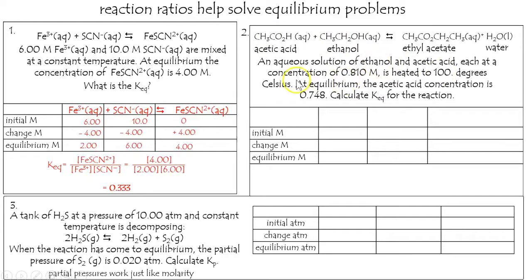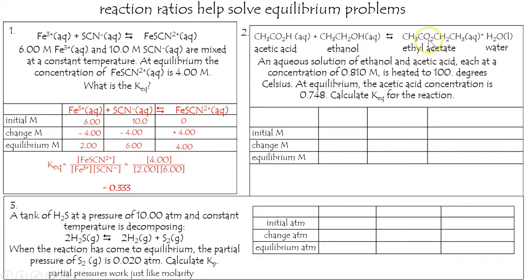They heat it up, they wait till it gets to equilibrium, and one of the reactants, acetic acid, goes down by 0.062 molar. Good, so this goes down by 0.062 molar. Let's do the big important stuff. That's going to go down by 0.062 molar to the exact same value.